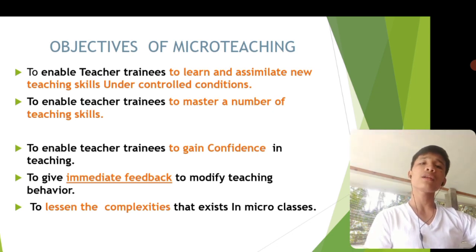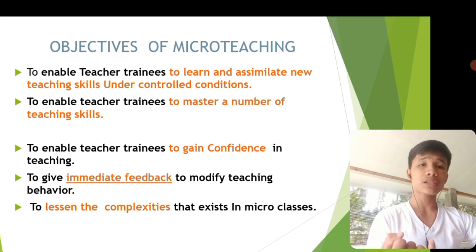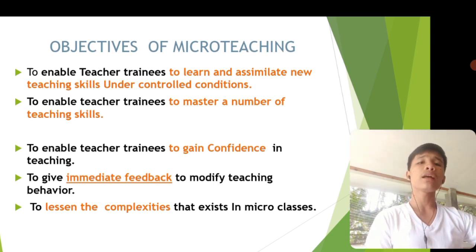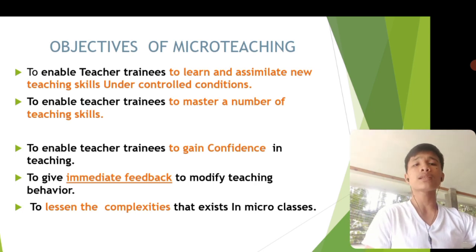And the fourth objective is to give immediate feedback to modify teaching behavior. This objective of micro teaching is to give feedback to the teaching trainees to modify their teaching skills, behavior or attitude in the way they discuss the lesson. And the fifth, but not least, is to listen to the complexities that exist in micro classes, to listen to the problems that can be found in the class.